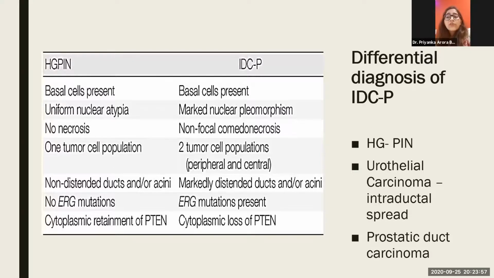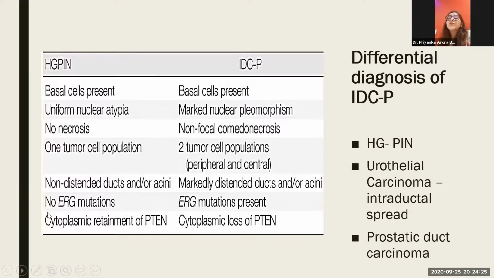Again, there is no necrosis seen in PIN, and there is non-focal comedonecrosis that is usually seen with IDC. This is a minor criterion and very difficult to identify, but tumor cell populations are usually similar in high-grade PIN, whereas IDC will have two populations, usually a central population and a peripheral population. Then you have the mutations.